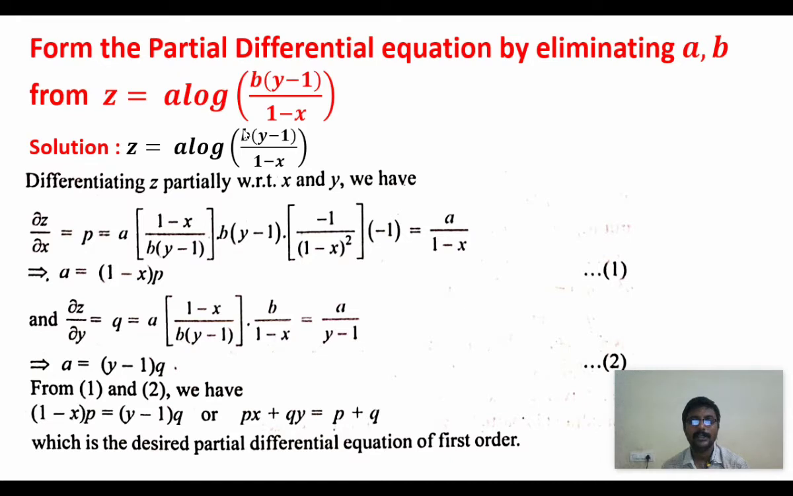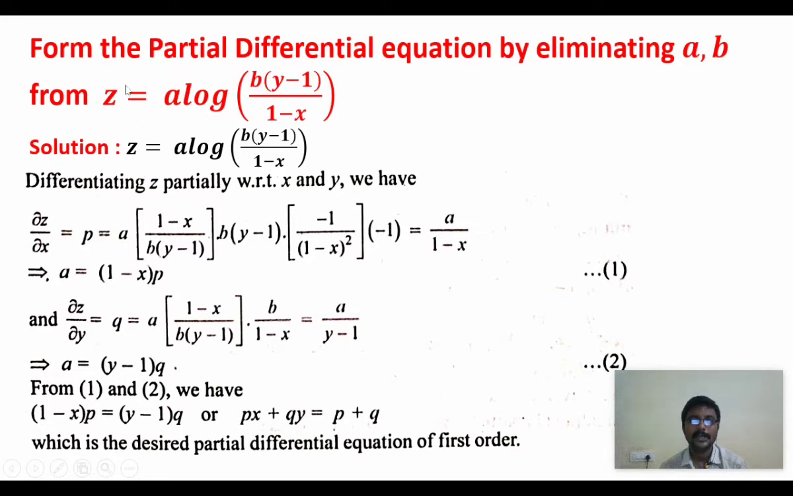And we have to differentiate b(y-1)/(1-x). Here b(y-1) is constant, just take it outside. But what is the derivative of 1/(1-x)? The derivative is -1/(1-x)², and then we have to differentiate 1-x, whose derivative is -1. So on simplifying, clearly 1-x and 1-x get cancelled, and y-1 and y-1 get cancelled. So we will get a/(1-x). On cross multiplying, and ∂z/∂x is p here, that means the value of a is (1-x)p.